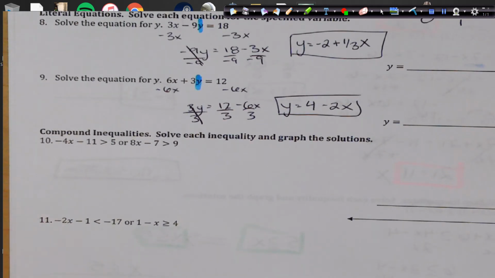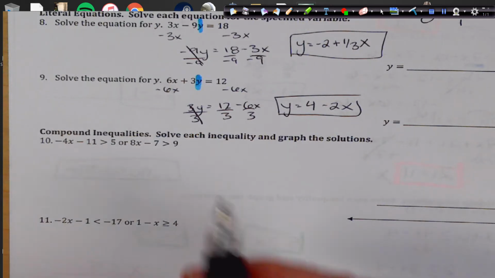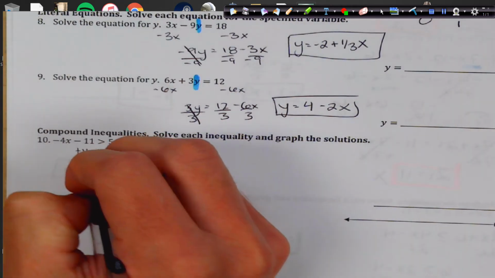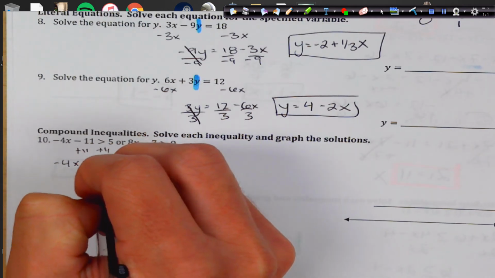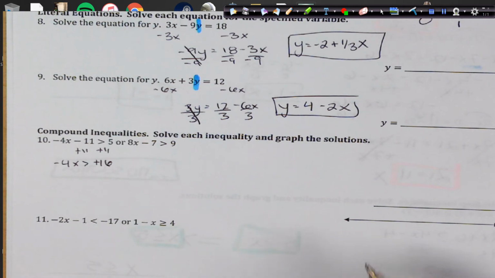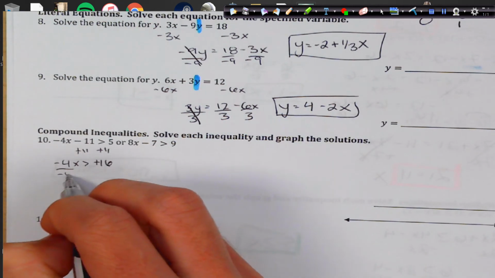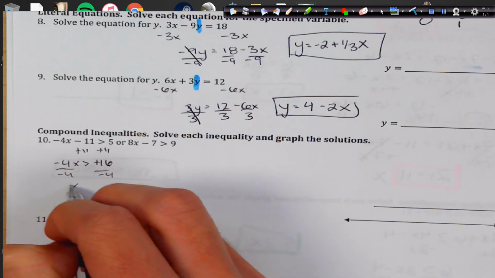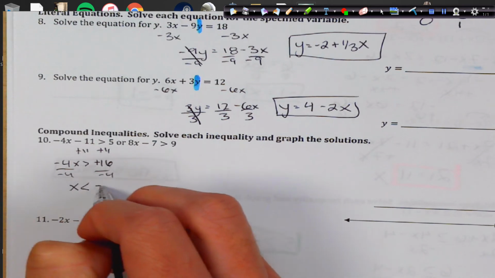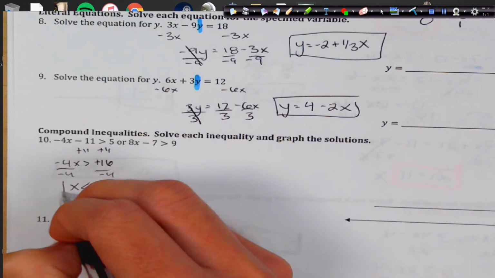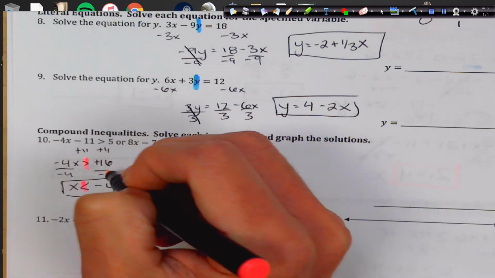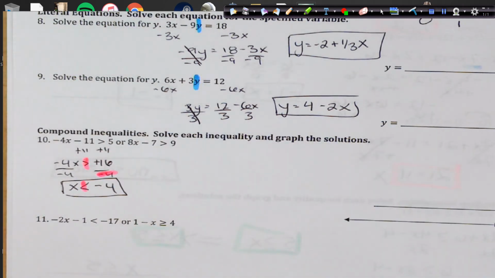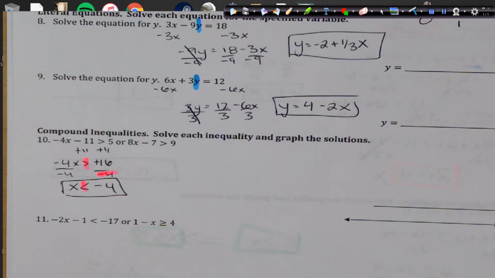All right, solve each inequality. This is an OR problem, so we know we're going to graph out towards. So we're going to go ahead and add 11 to both sides here. That's a positive 16. I didn't have to put plus 16. I didn't mean to really do that. Negative 4. I'm dividing by negatives, so I'm going to flip the inequality. So it's very important that you guys see right here, the inequality got flipped because I divided by a negative. Okay, so that flip did occur.